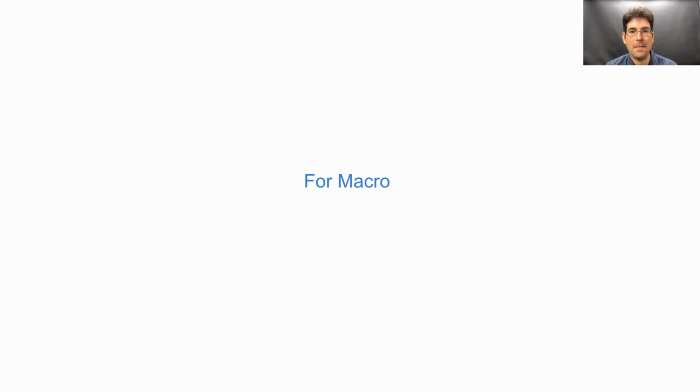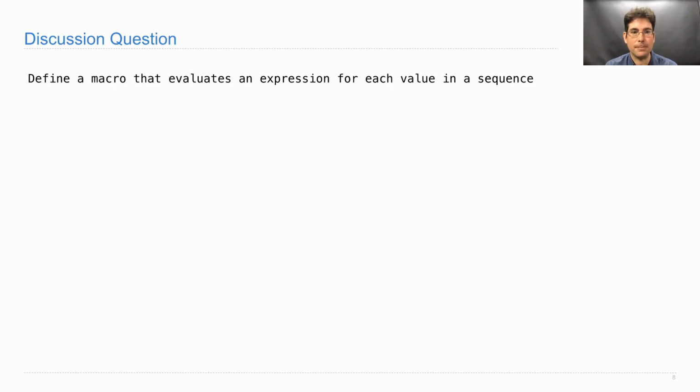Scheme doesn't have a for statement. Now it will. We're going to create a for macro. We'd like to define a macro that evaluates an expression for each value in a sequence. For example, if I say for x in 2, 3, 4, 5, square x, I should get the squares of 2, 3, 4, and 5. How convenient. We'll build this macro in 2 steps.